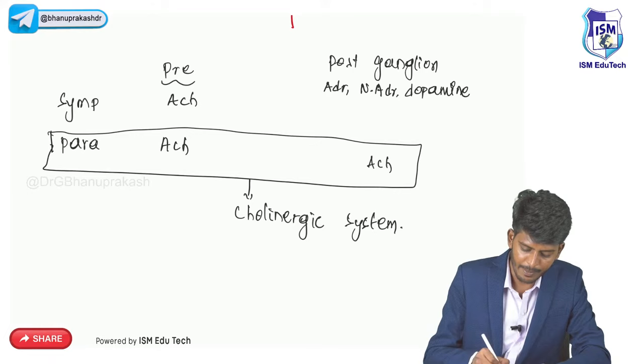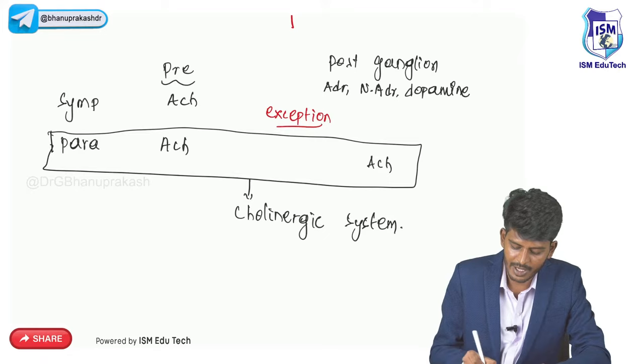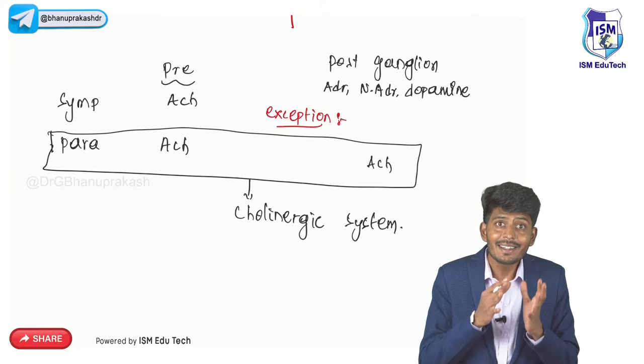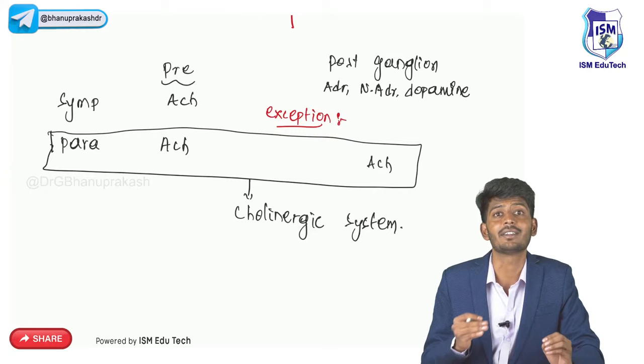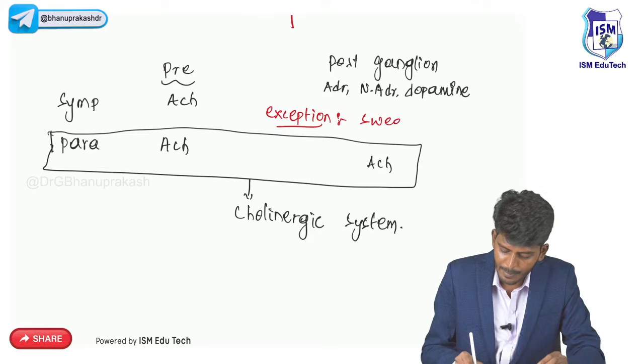Here, at the postganglionic level, there are some exceptions. Wherever we have an exception, there might be confusion. Remember a few places where it is a sympathetic neuron, but the neurotransmitter is not adrenaline, noradrenaline or dopamine, rather it will be acetylcholine. In which places? Places like your sweat glands. Places like your adrenal medulla.